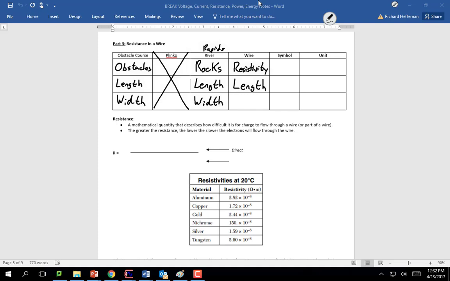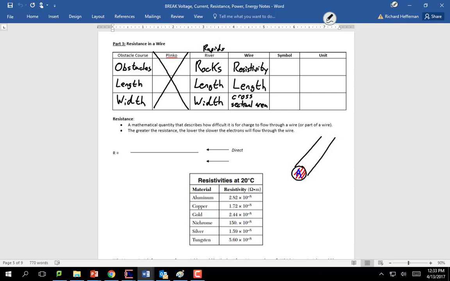And the last one, we have width, but wires aren't really two-dimensional. Wires are generally cylinders. So rather than width, we have what's known as the cross-sectional area of the wire. If you imagine taking a wire, kind of snipping it, and looking head-on at it, that area is what we're talking about in terms of the cross-sectional area.